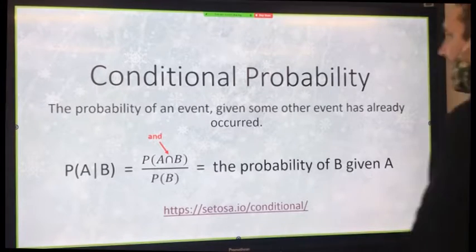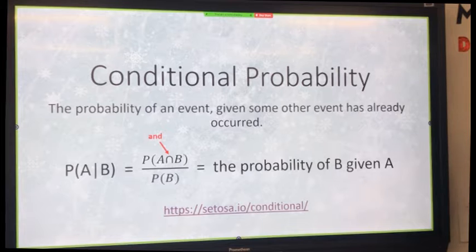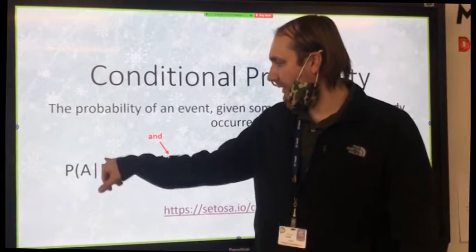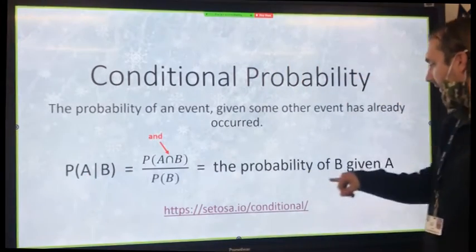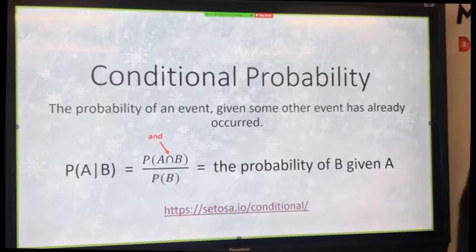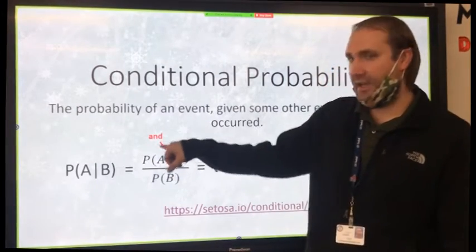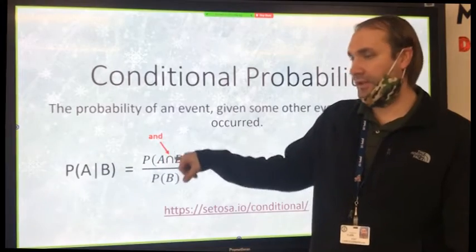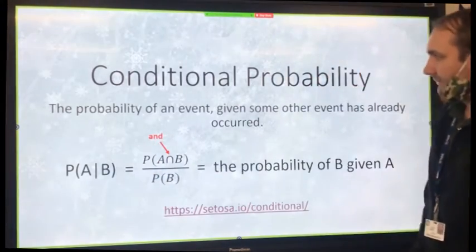Conditional probability. The probability of an event given that some other event has already occurred. So it looks like this. What's the probability that event B happens if A had already happened? Or the probability of B given A. And the formula looks like this. We're going to take the event A and B and look at the intersection, so where they intersect, and that's going to be divided over event B.